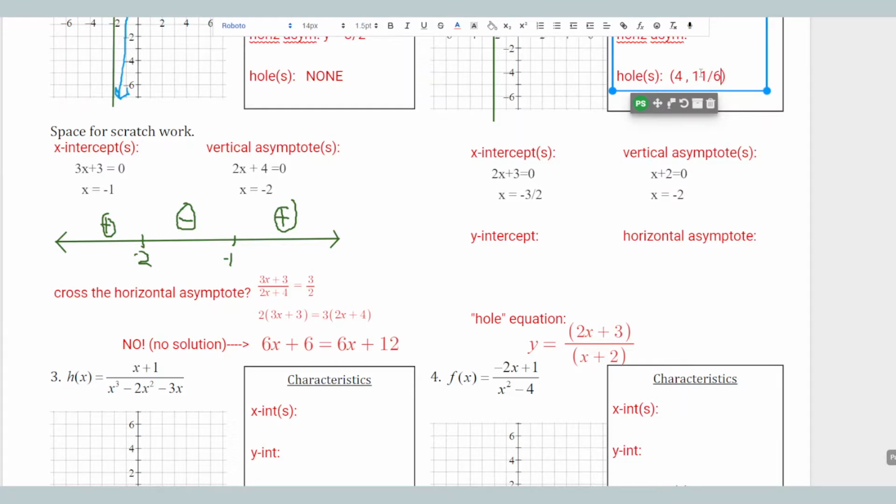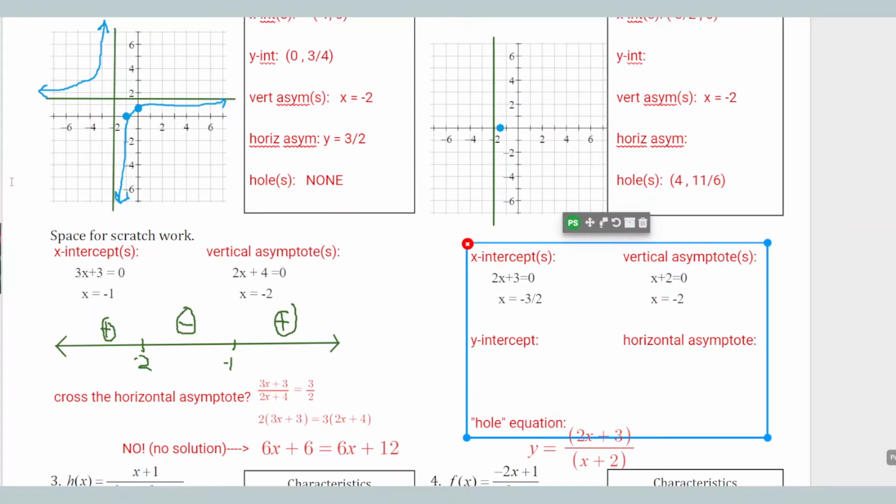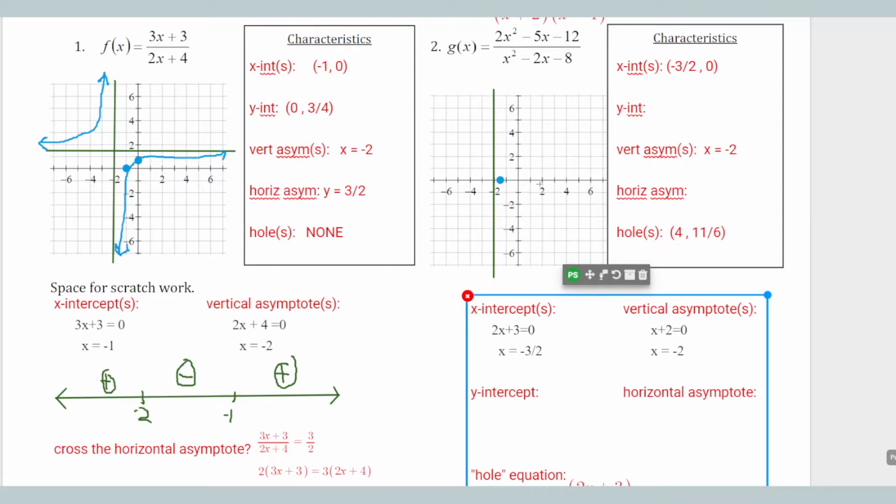You don't always get lucky. So that's a little bit less than 2. Okay, so at 4 comma a little bit less than 2, we do have a hole there. So I'm going to go ahead and place that hole. The way that you sketch out the hole is you basically just draw a circle, but you don't fill it in. So 4 comma a little bit less than 2 is going to be roughly here.